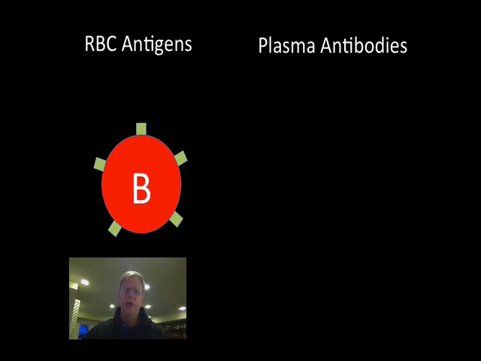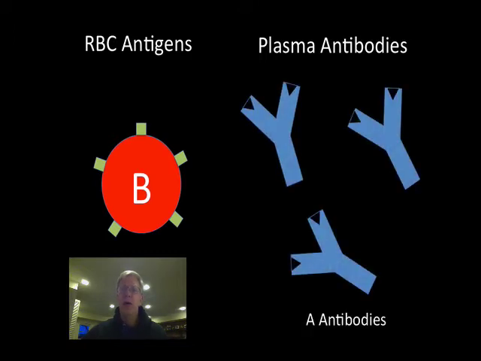Here we have type B blood, and as you can probably imagine now, this individual would have the opposite antibodies, so they would have A antibodies. Again, you can see the active site for the A antibodies is a triangle, whereas the antigens are squares, and therefore they will not fit and they will not attack their own blood.